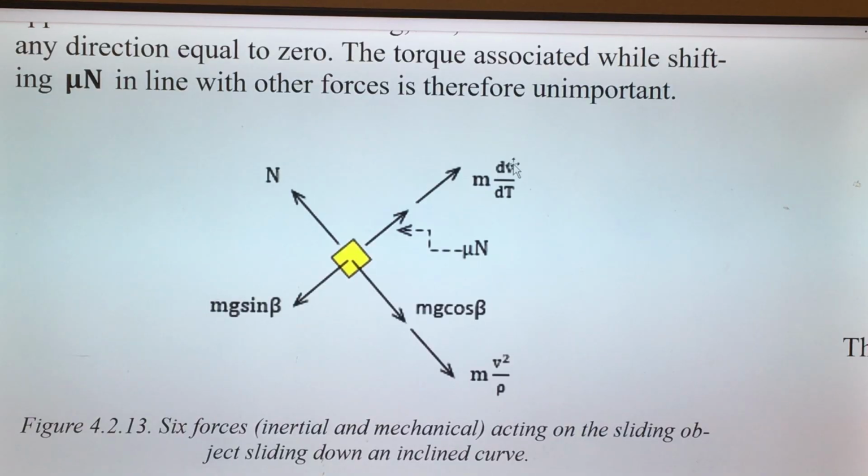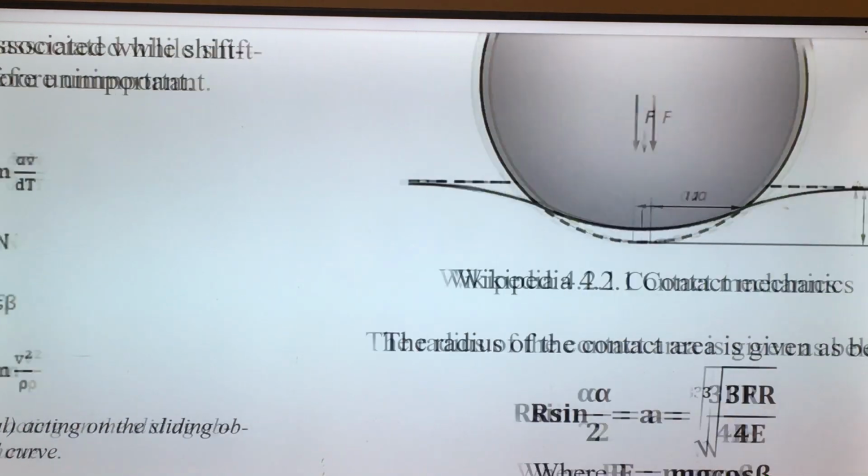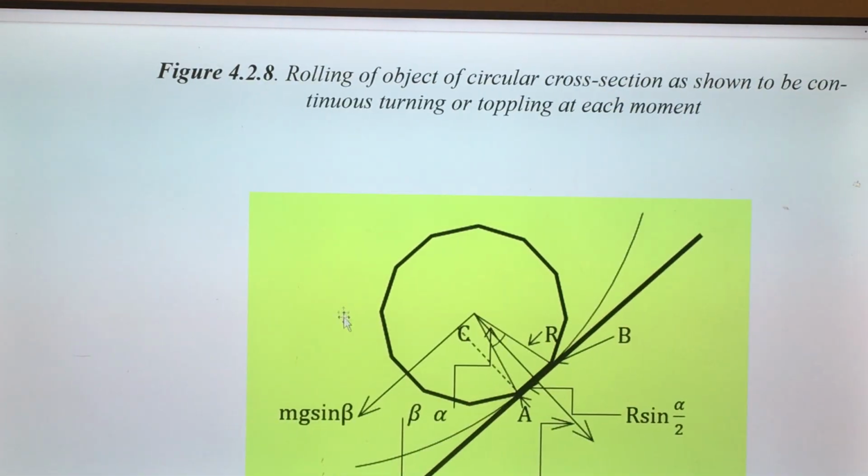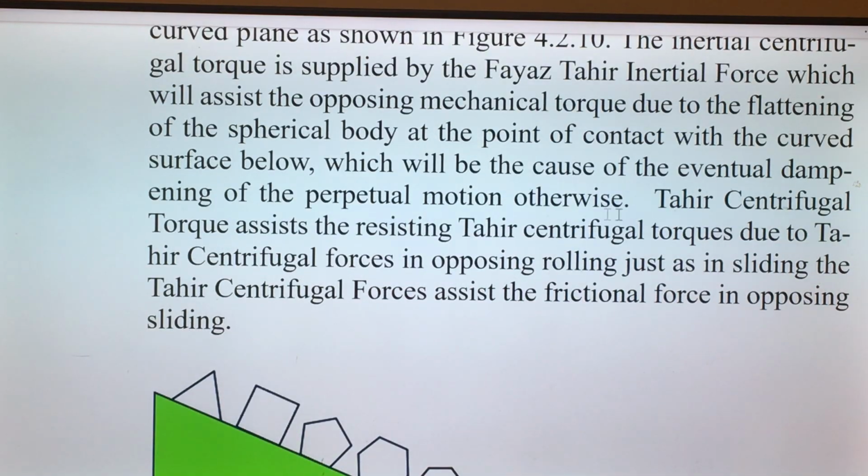so the force is the same. 1, 2, 3, 4, 5, 6. 6 forces in sliding, and 6 forces, 1, 2, 3, 4, 5, 6, and the 7th, this force. 7 forces, inertial and mechanical, acting on the, this is also an inertial force. Now the line of action of this force is random. We don't know what angle it subtends with a particular direction. So we cannot apply the summation of forces concept here. So what we will apply is the summation of torques here. Hope you understand.